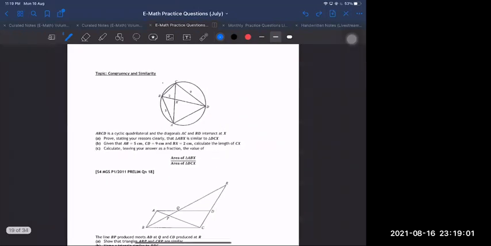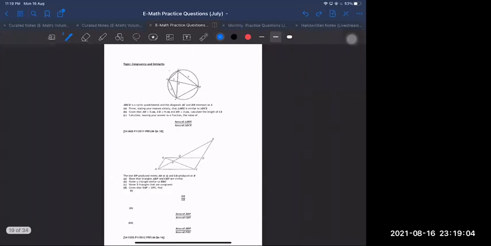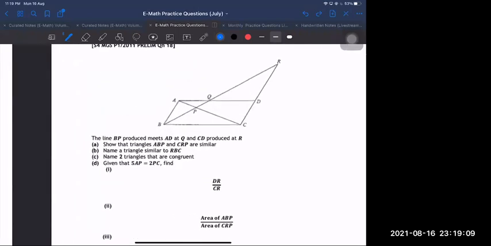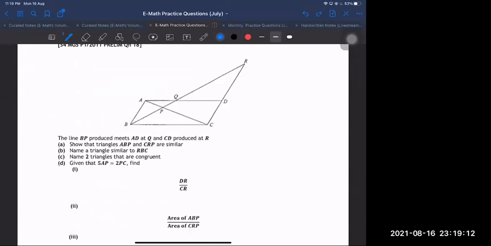Okay, never mind. Congruency, similarity. Okay, let me carry on. The one that I wanted to cover was this question. The line BP is produced to meet AD at Q and CD produced at R, so that the triangles ABP and CRP are similar.